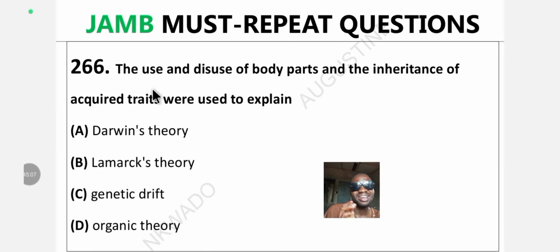Question 266. The use and disuse of body parts and the inheritance of acquired traits were used to explain what? A. Darwin's theory. B. Lamarck's theory. C. Genetic drift. D. Organic theory. What's the answer? Give me the answer. This is a free mark now. Do not disgrace your village people.